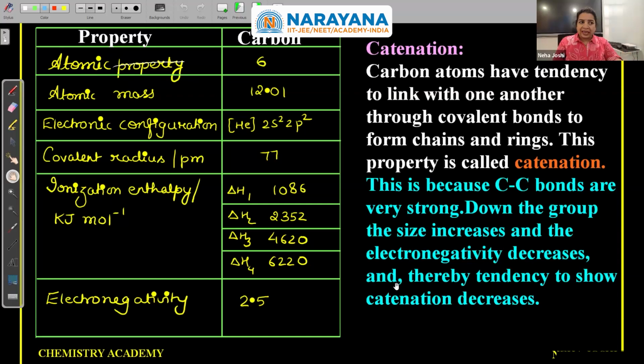Okay, so characteristics of carbon that you need to know here: atomic number, atomic mass, electronic configuration, covalent radius. This, I think all of you already know. These are the properties of carbon.